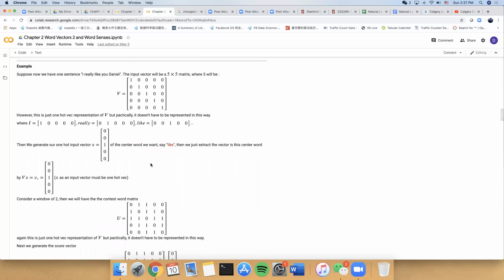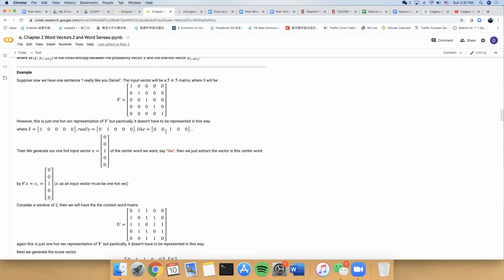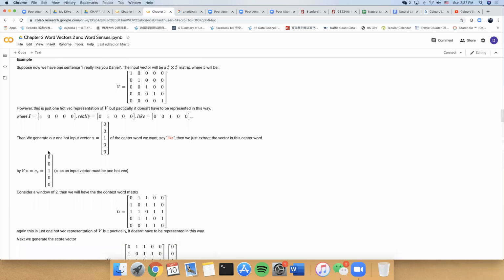Okay, so next we're going to do a multiplication of this times this. So if we do that, that's going to be this times this, this times this, and this times this, right? At the end, we're left with this, which is exactly like the center word. And this is the center word matrix. Okay, that's how we get our center word matrix.